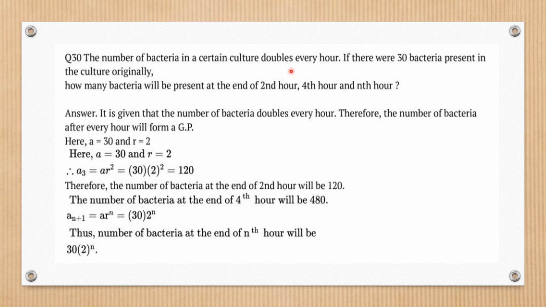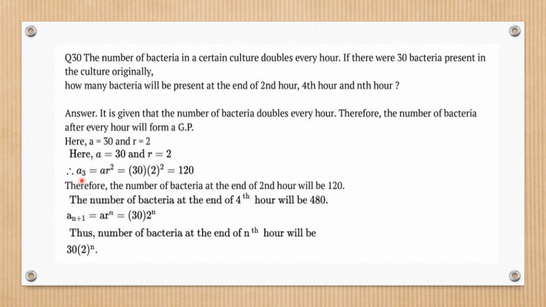Okay. So what is at the end of second hour? Second hour means originally present bacteria were your first term. After 1 hour means the second term. After second hour means the third term. Is this clear? First term is the bacteria which were originally present. After 1 hour you will get the second term. And after second hour you will get the third term. After fourth hour you will get the fifth term. Okay, like this. And after nth hour you will get the n plus 1 term.